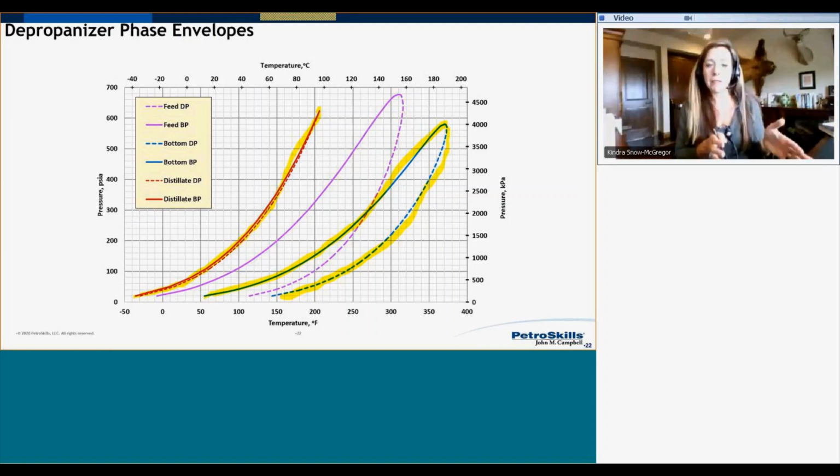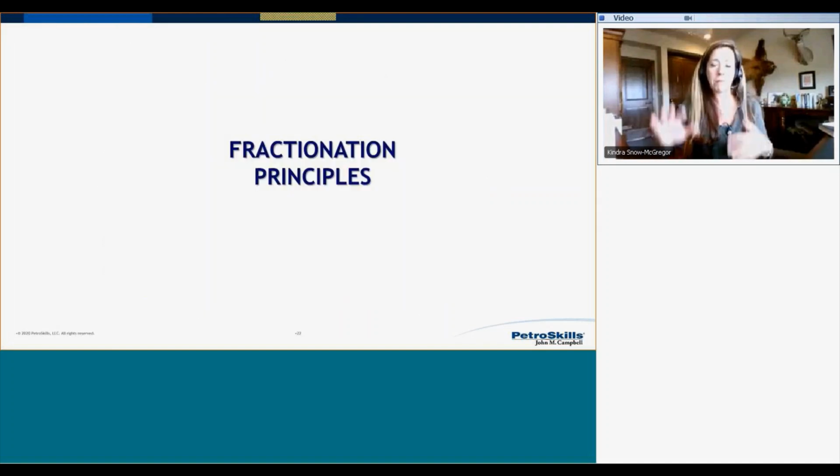Now, once those are fixed, that's essentially going to fix where my column is going to be operating, depending upon what types of utilities I have in my system. Before we go there, let's take a step back and talk about fractionation principles, and then we're going to start applying my phase behavior to this column operation.